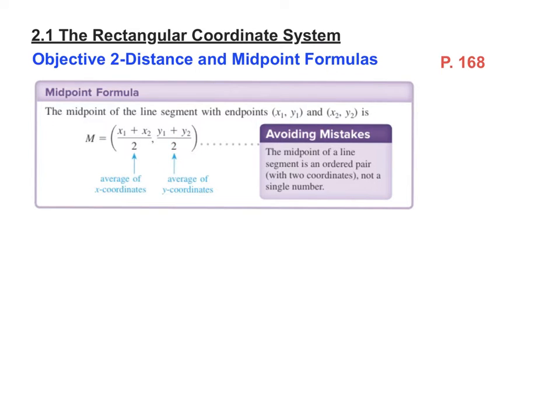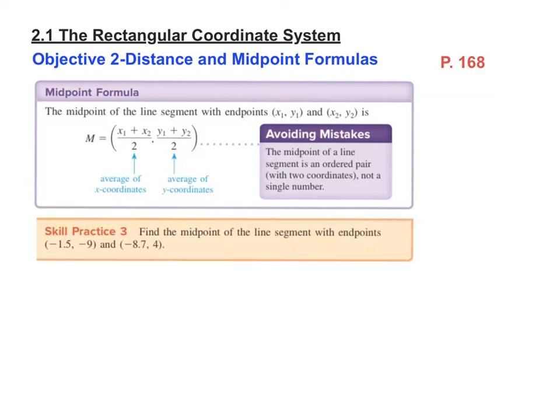And since you can add in any order, the x1, x2 order doesn't really make that big of a difference. Okay? So the average of the x's, the average of the y's, that will give me my midpoint. And so oftentimes you will get decimals, you'll get 0.5s, that kind of thing. Now, that's when you have integers. You're not always going to have integers either.